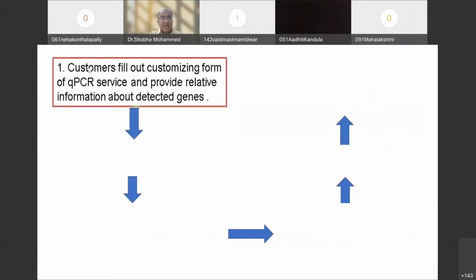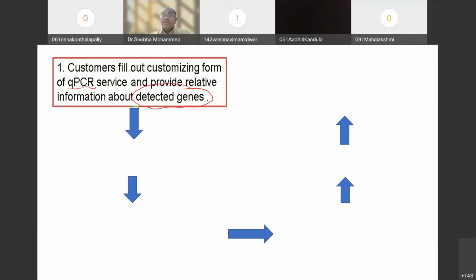So now, in real-time PCR, what are the steps? We need to understand the steps of real-time quantitative PCR. It's a flow chart which tells me how it's going to work and how much I should write in the examination. It's bullet points, what we call it. Point number 1, the customer fills out the customized form for the qPCR. There will be a form given to the customer, in the sense the patient or a doctor, who is going to fill in what he is requesting for the qPCR, which type of DNA molecule he wants to be plotted in this particular PCR. And then relevant information about the detection of the genes.